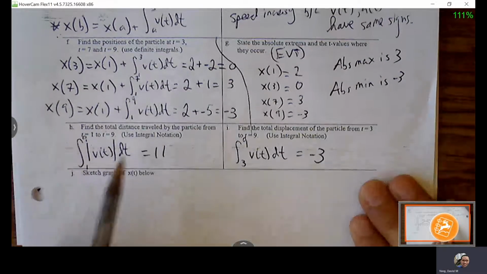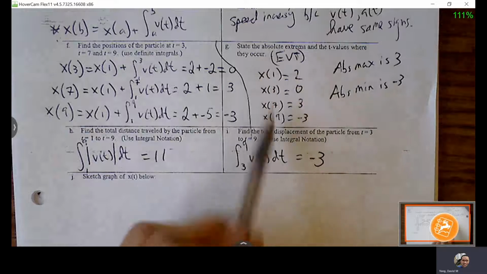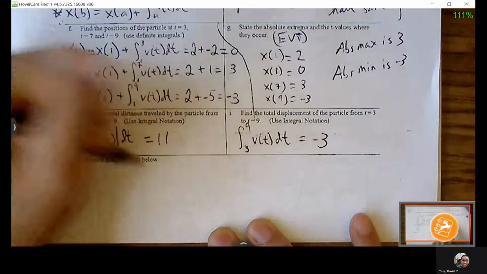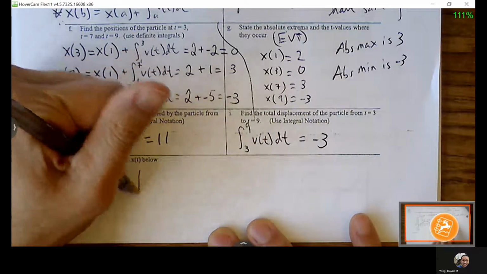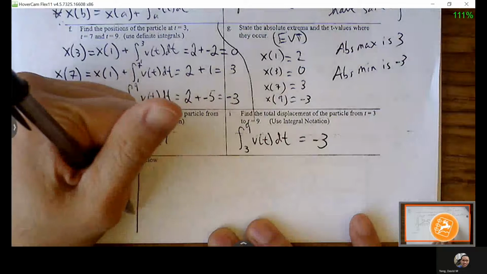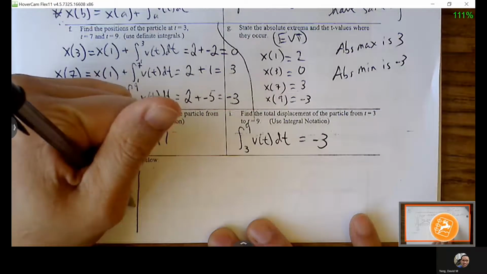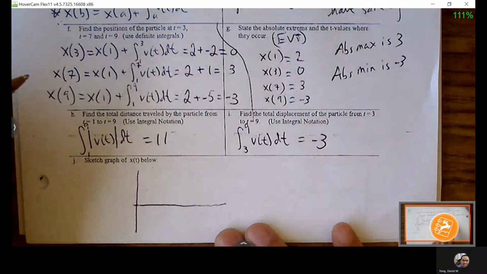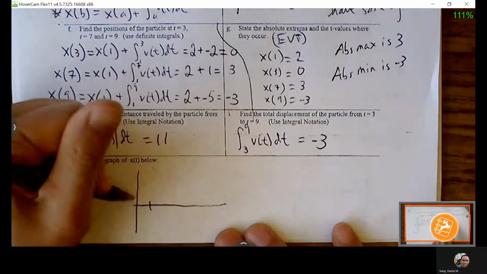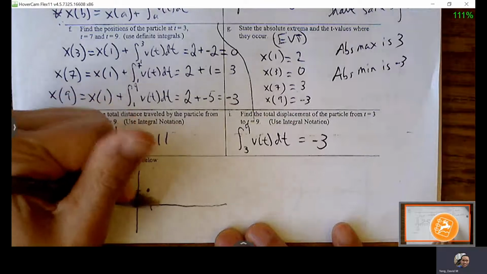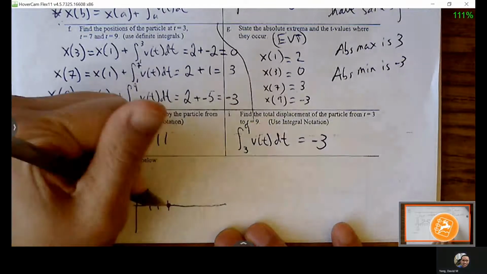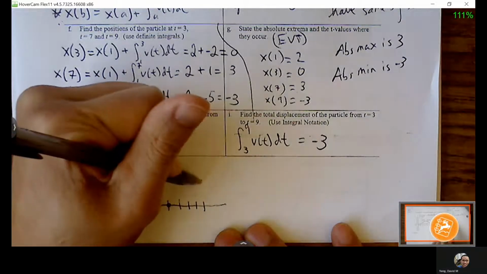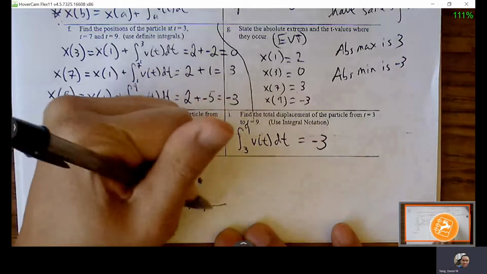Okay, to sketch the graph, we have a bunch of ordered pairs, so let's just plot all those ordered pairs that we have in front of us. 1, 2, 3, 0, 7, 3, and 9, -3.